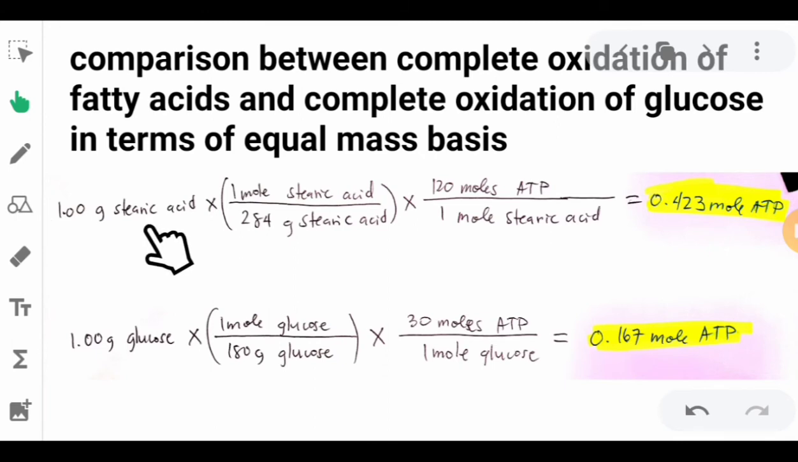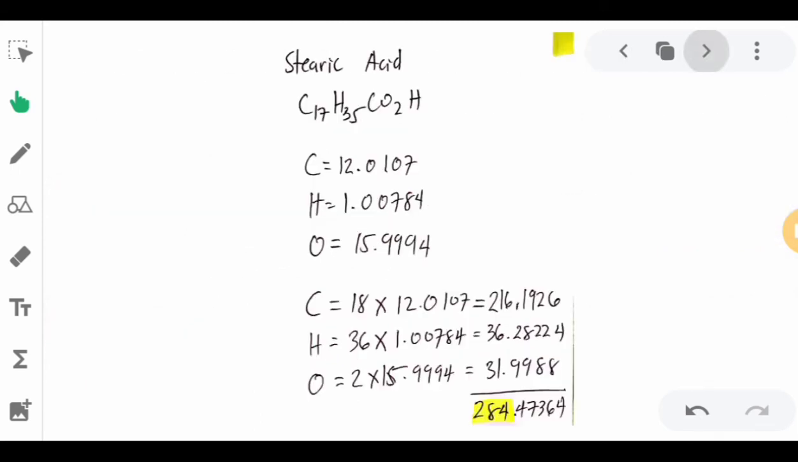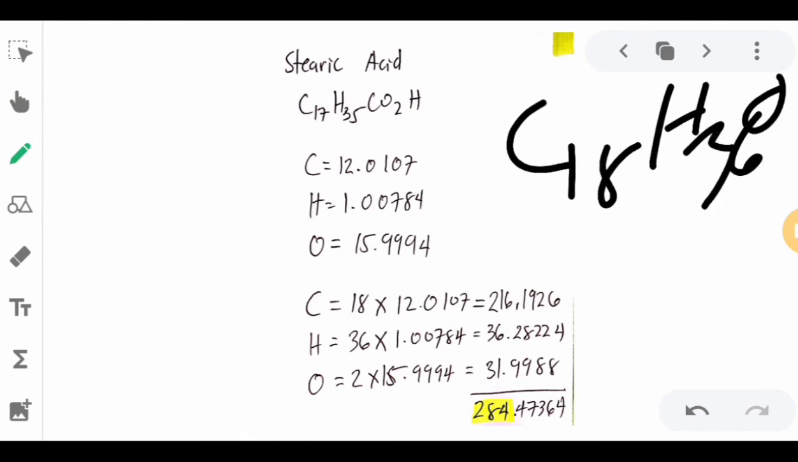So, I have here 1 gram of stearic acid and you have to get the moles of that in order to convert it into ATP. In 1 mole of stearic acid, there are 284 grams. This is based on the calculation of the molar mass. The formula is C17H35CO2H. The molar mass of carbon is 12.0107 atomic mass units, hydrogen is 1.00784 atomic mass units or grams per mole, and oxygen is 15.9994 grams per mole.